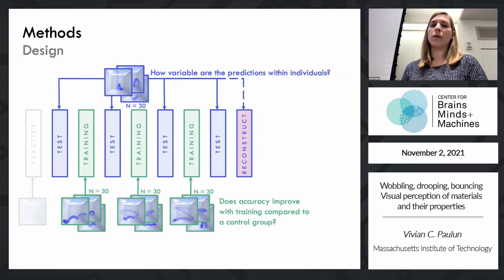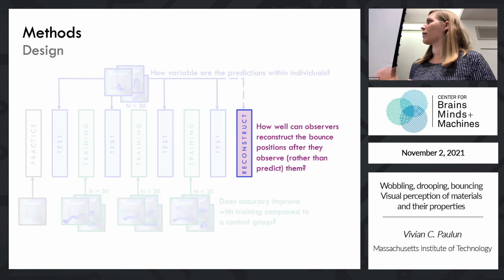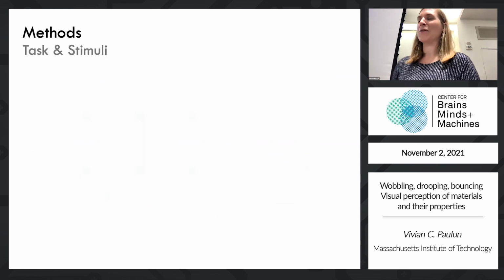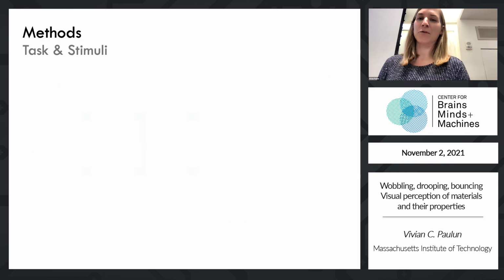And then crucially, we also have this last block in which we again show the test stimuli, but instead of asking participants to make predictions, we show them the bounces and ask them to draw what they saw, basically, to get an upper limit of their performance. And because this all sounds maybe a little bit complicated, I made another slide to show the difference between prediction and reconstruction trials, because that's crucial.